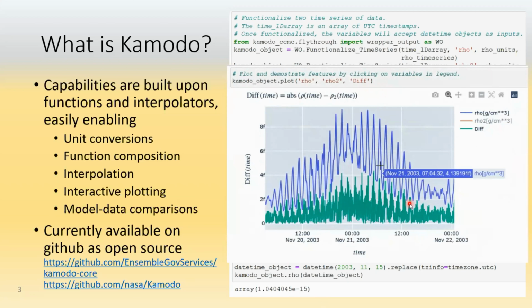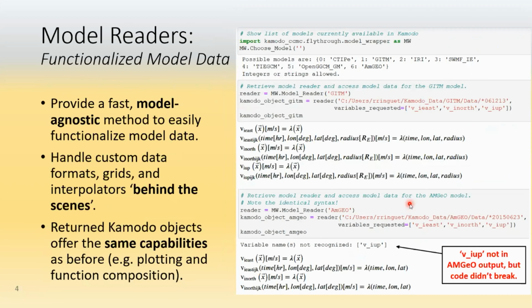Okay, that's a mouthful. So this is quite useful for model data comparisons and a couple other things I'm going to talk about later. All of this code is open source and on GitHub with the links here on the slide and the QR codes on the first slide. So now we're using Komodo at CCMC to functionalize the model data so that we can offer our users the same capabilities, but with model data, which is going to be a very powerful solution to our problem.